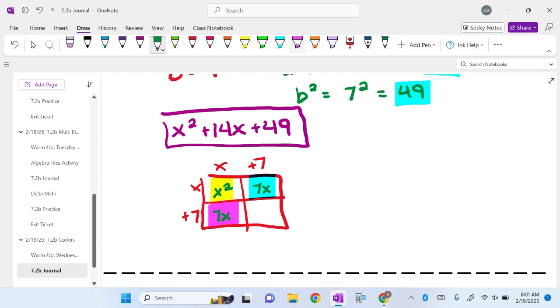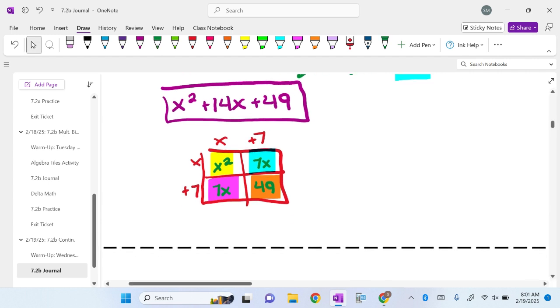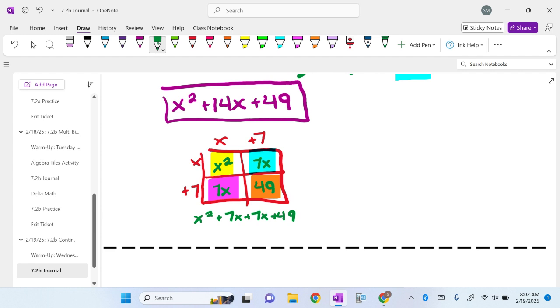7x. And then this box. So you're doing 7 times 7 because that's where the row and column aligns. So that's 49. Then remember, you pull everything out of your box, combine like terms. So you get x squared plus 7x plus 7x plus 49. These combine, you should get exactly what we got last time, because 7x plus 7x is still 14x.